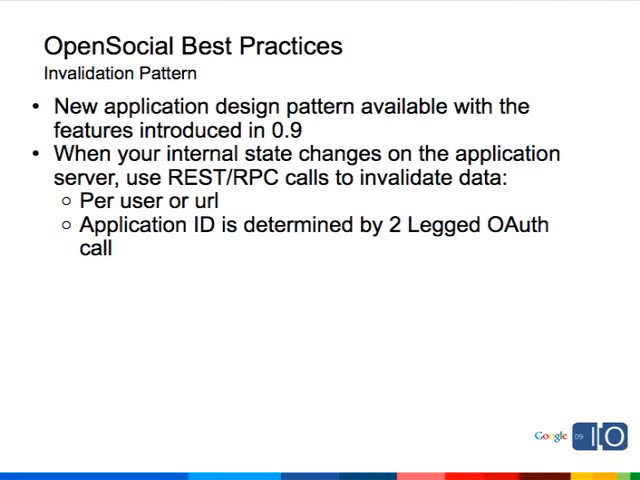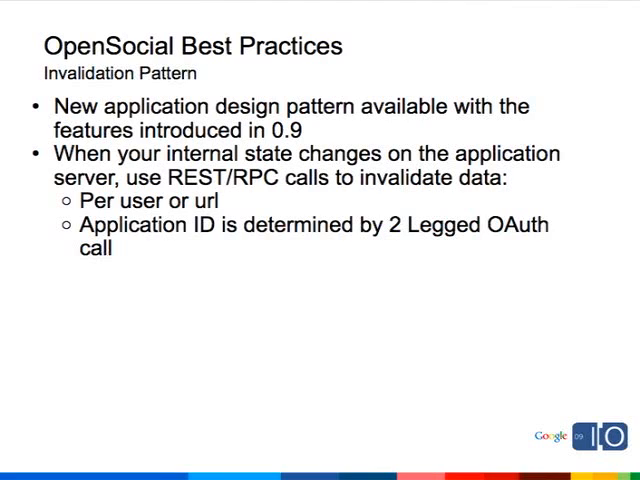The invalidation pattern is a new social endpoint where you tell it, I've got a URL here, and for this user, I want you to throw away all the cached information and refetch it from my server. One of the things that I wanted to note is that a lot of people have asked, so how does it know what application this applies to?